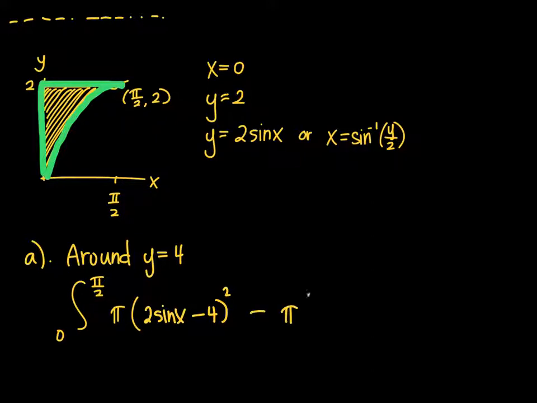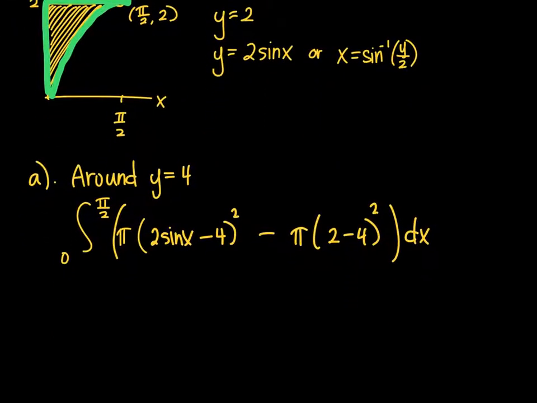Minus pi times the other boundary of the curve, which is the number 2, also minus the axis of rotation, which is minus 4. And that is squared. And dx. Once you're done with that, the rest is just purely doing arithmetic, foiling, pulling out the pi, subtracting, and actually doing the antiderivative. So I'll clean it up partially for you.